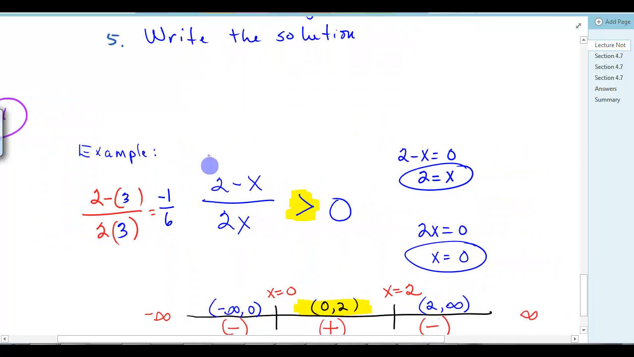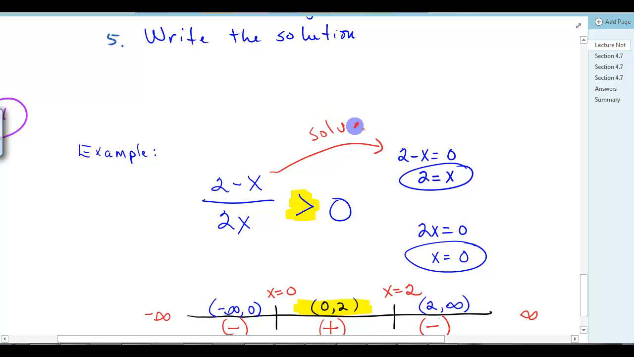All right, so here is our original problem. 2 minus x over 2x is greater than 0. So we have a rational expression inequality. Solve the top, set it equal to 0. That's this part. So we'll solve the top, and we'll solve the bottom. So we got 2 and 0.